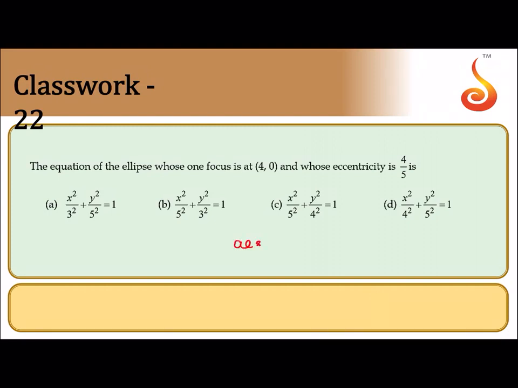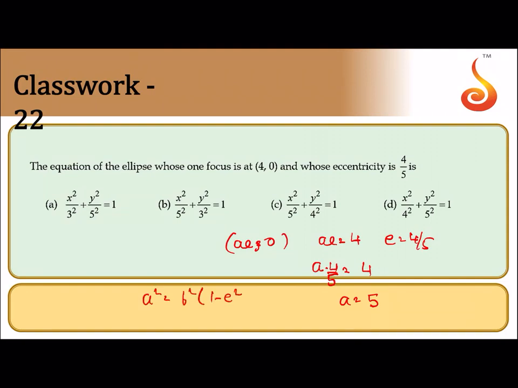Next one, example 22. Equation of ellipse whose one of the focus is (4, 0) and eccentricity is 4 by 5. Focus means (AE, 0) is the coordinates of focus. So the given AE is equal to 4 and eccentricity is equal to 4 by 5. So AE is equal to 4, so A times 4 by 5 is equal to 4. So we get A equal to 5.